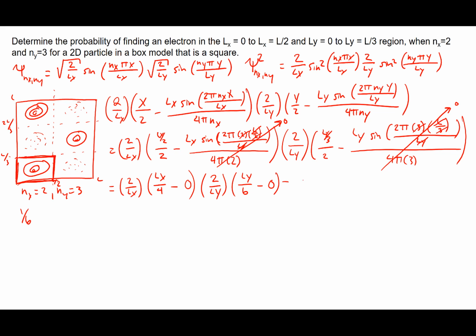So if we clean this up a little bit, we have 2 over Lx times Lx over 4 times 2 over Ly times Ly over 6. We can see that the Lx's are going to cancel out, and the Ly's are going to cancel out. So what we get then is 2 times 2, which is 4, and then 4 times 6, which is 24. If we simplify that down, we get 1 over 6, which is what we got when we were looking at it qualitatively as well. But we were now able to mathematically prove that the probability of finding that electron in that region with those principal quantum numbers is going to be a sixth of the time.